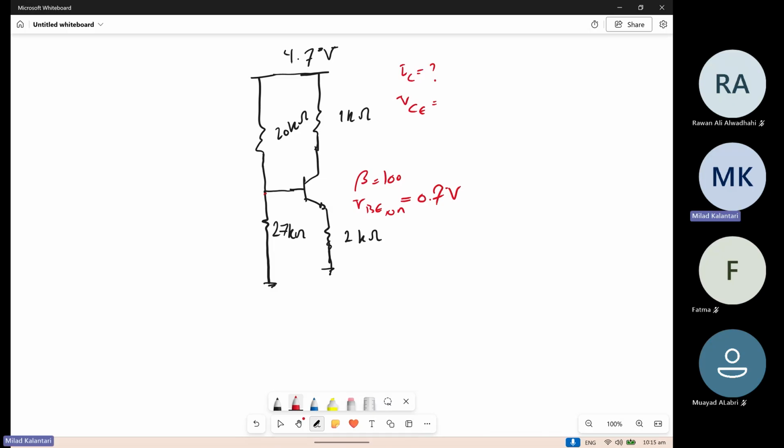Doctor, I think I finished. How much is the IC? 1 milliampere, right? And the VCE is 1.7, right? Right, IC is 1 milliamp, VCE 1.7.